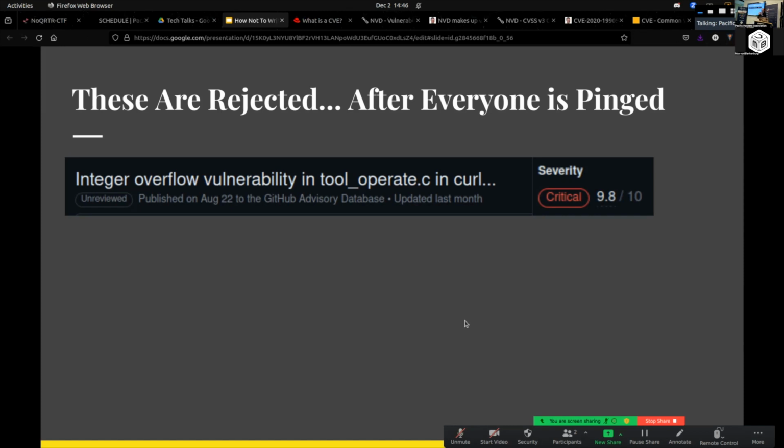This is an integer overflow vulnerability in curl. It's another one that Daniel Stenberg wrote about. He is furious about it. He hates the CVE so much. Let me explain why.